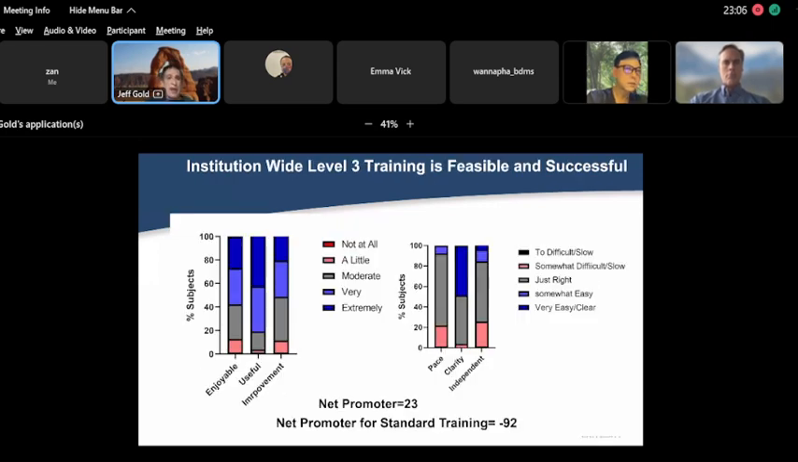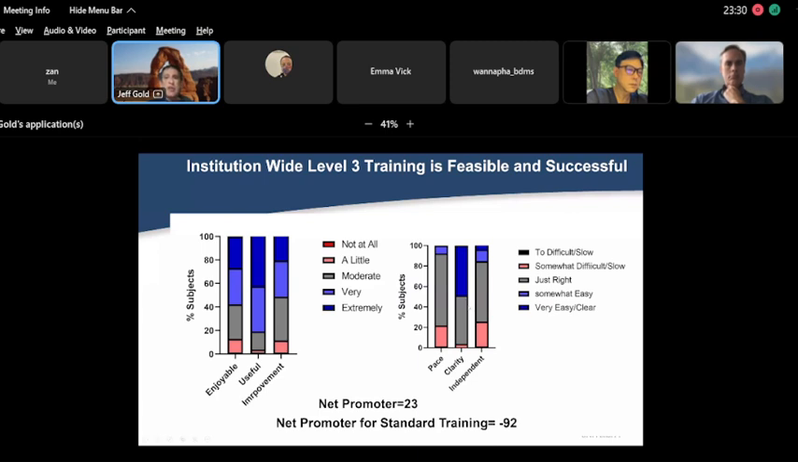This was done during the pandemic, but you could see it's the same Likert scale. The only difference is I changed the colors around just to confuse everybody. So now blue is good, red is bad. And this is, again, our Likert perception. Was it enjoyable, useful, and did it improve their skills? Again, mostly positive. And then this is about the structure of the session.